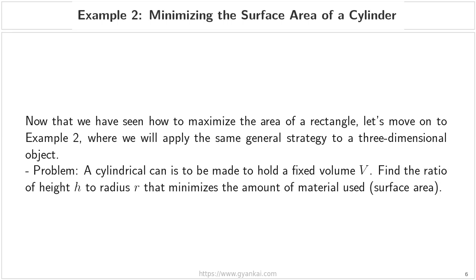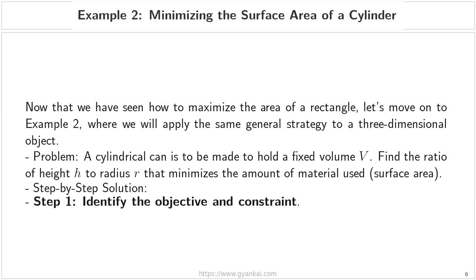In this problem, we are designing a cylindrical can that must hold a fixed volume, which we will represent by the letter V. Our goal is to find the specific ratio of the height, h, to the radius, r, that minimizes the amount of material used. In practical terms, minimizing the material means we need to minimize the total surface area of the cylinder.